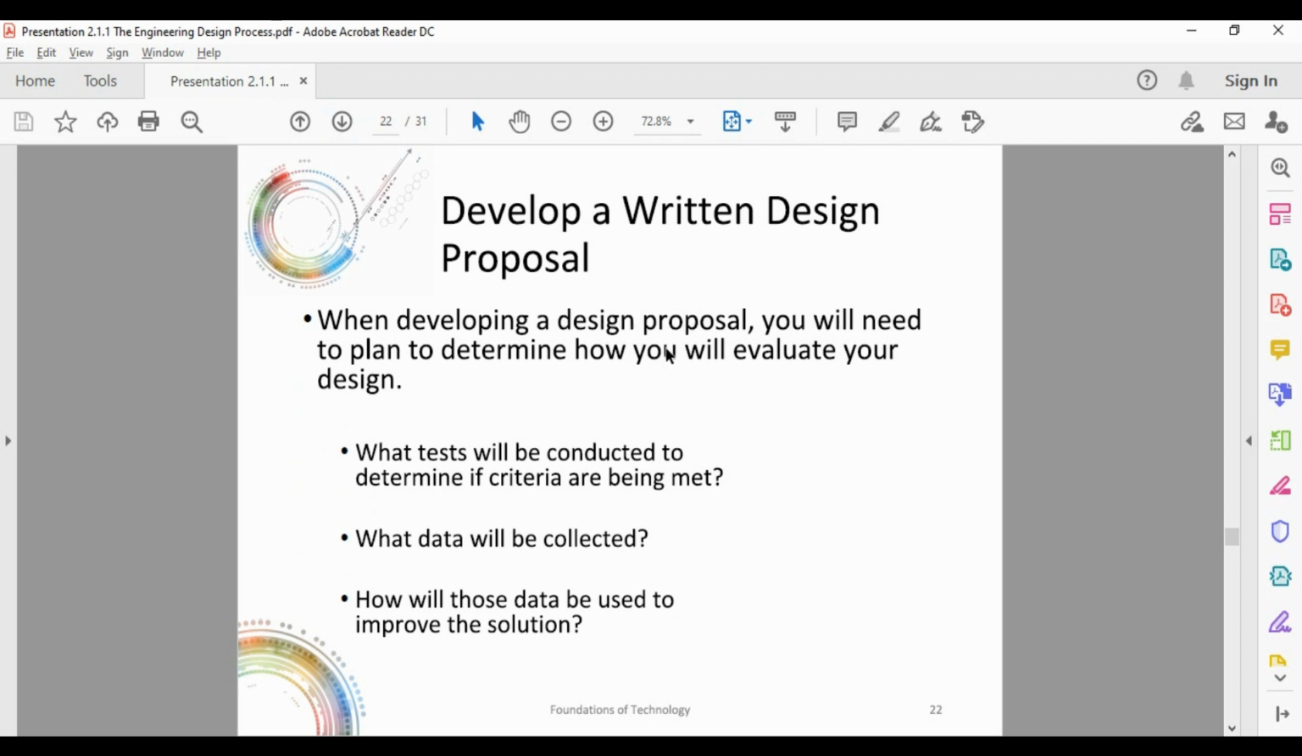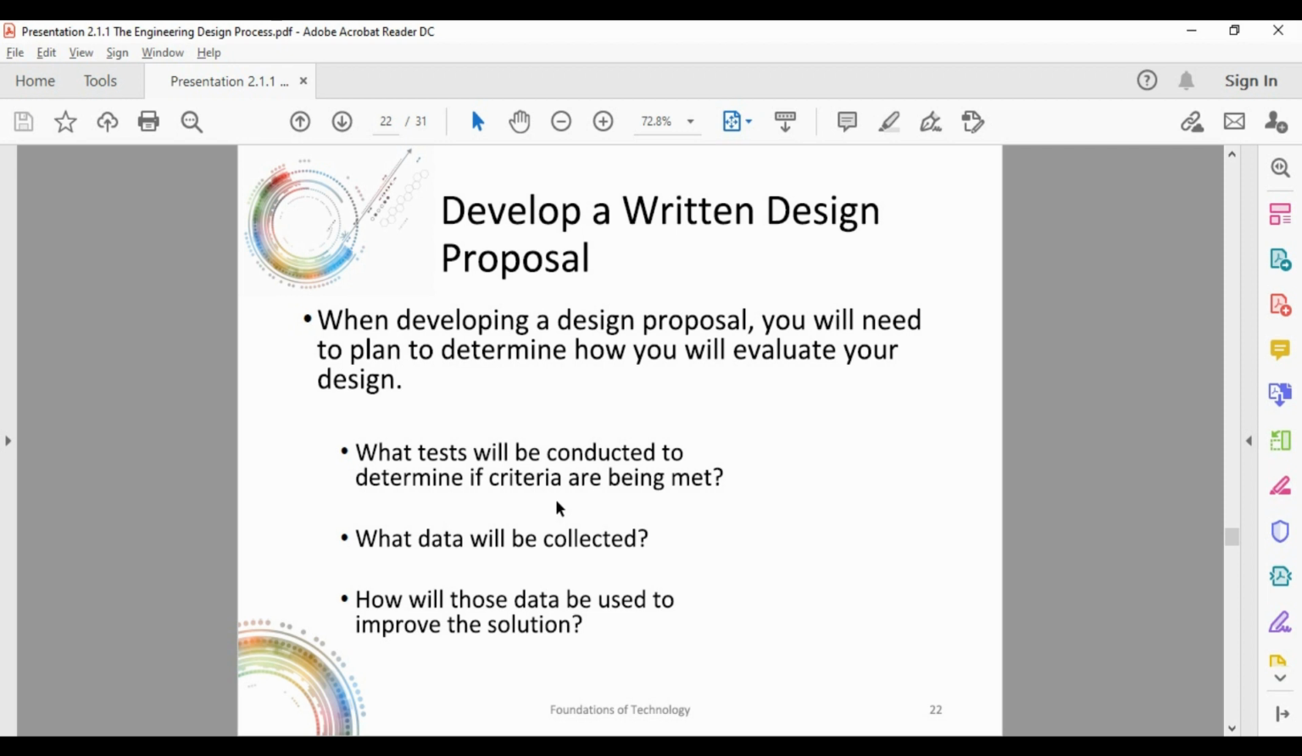When developing a design proposal, you will need to plan to determine how you will evaluate your design, what tests will be conducted to determine if the criteria is being met. Again, with the bridge, you're going to test, does it hold the 5 pounds? And if it does, great. If not, then no. How will the data be collected? So you can't just say, yeah, it held 5 pounds. You have to be able to say, well, we put 5 pounds worth of Matchbox cars on the bridge and did it that way.